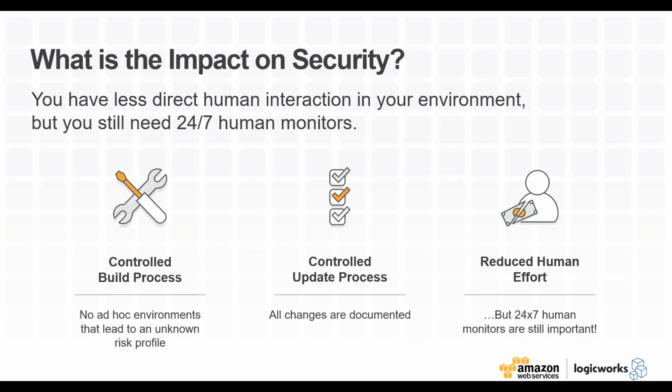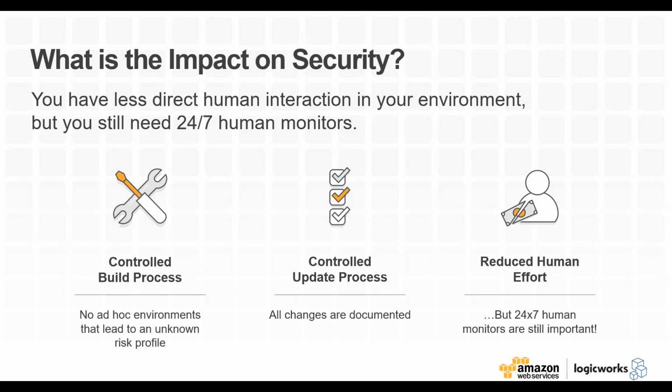Your operations team is no longer handcrafting each environment. Testing environments mirror production environments, and there is consistency. Second, you have a controlled update process. Rather than doing one-off fixes and constantly firefighting, your operations team is changing code, not servers. That means every change in your environment is documented.